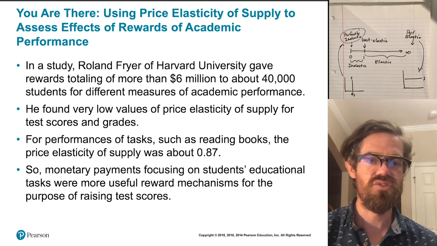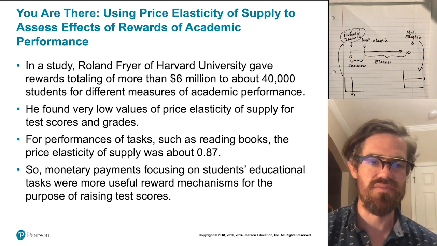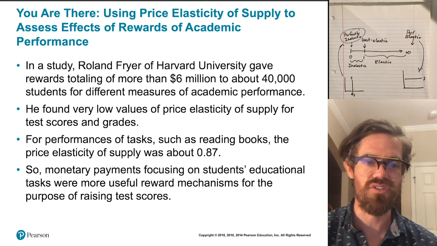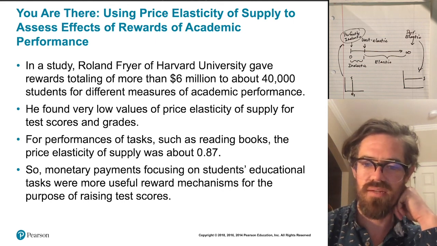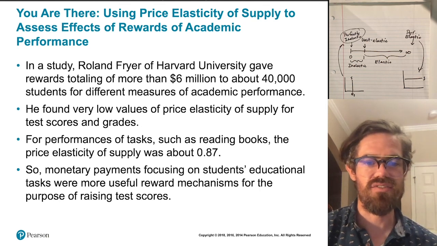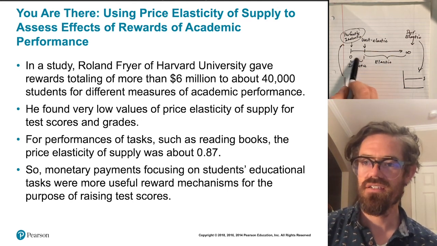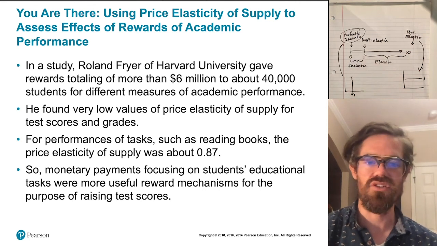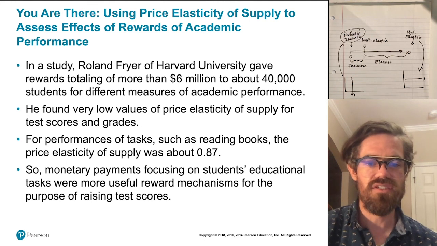Okay, so students were not responding very much to these incentives in terms of doing better on test scores and grades. On the other hand, he found that for performances of tasks, such as reading books, the price elasticity of supply was about 0.87. So still relatively inelastic, in this region between 0 and 1, so in the inelastic region. And so what he concluded was that monetary payments focusing on students' educational tasks were more useful, right?